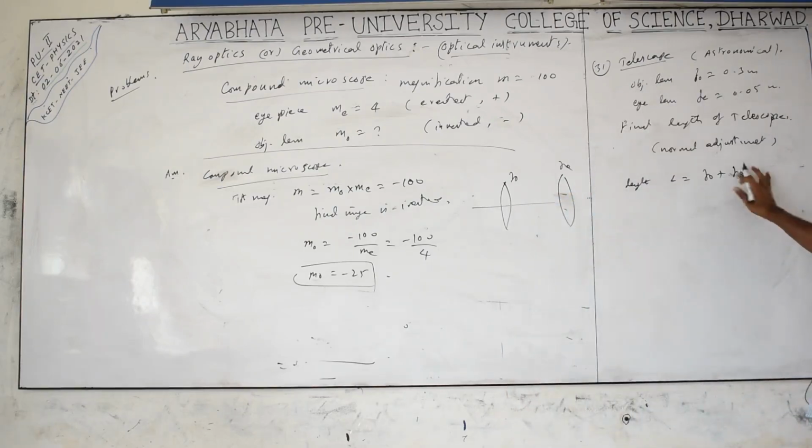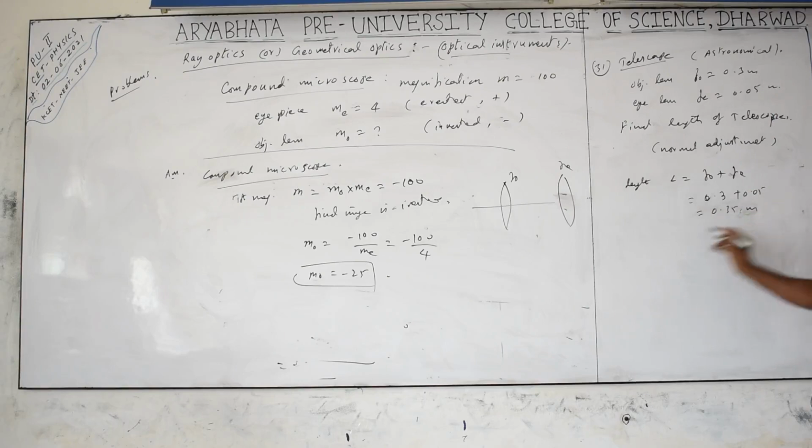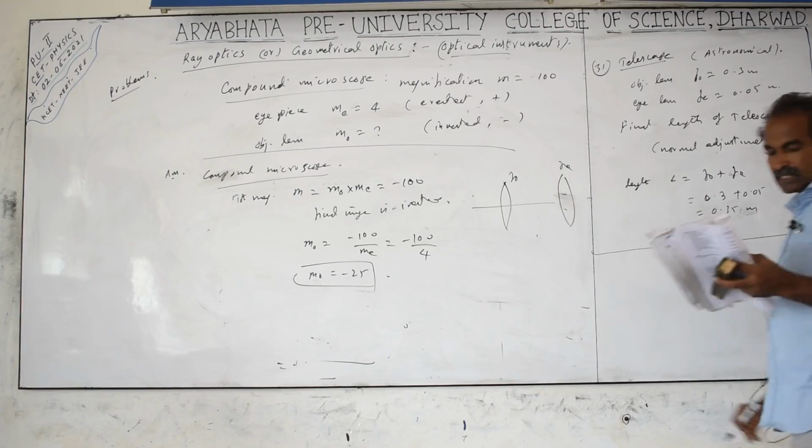UE is the object distance for the eye lens. FO plus FE, that means 0.3 plus 0.05, is the distance from lens to lens, which equals 0.35. Sorry, meters, not centimeters; the units are the same, so you have to take meters. Magnification they didn't ask in this problem, but magnification is equal to FO by FE. You can easily calculate that.